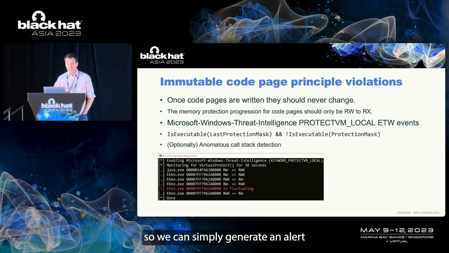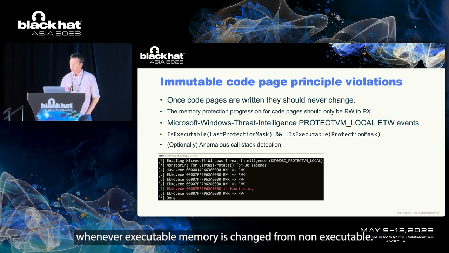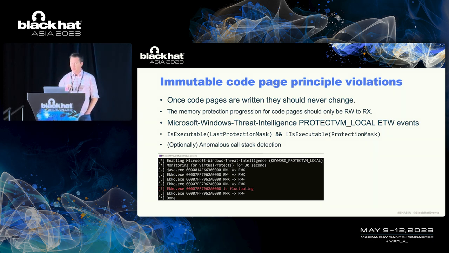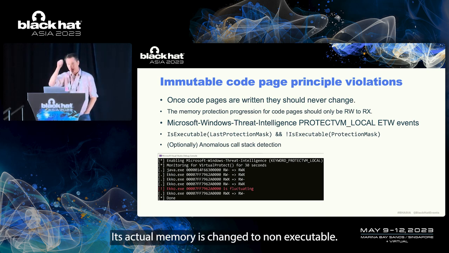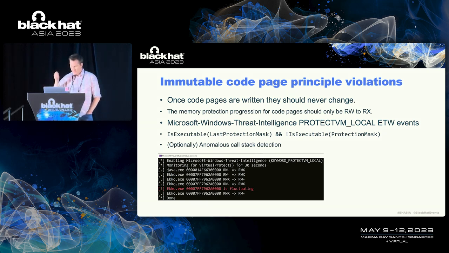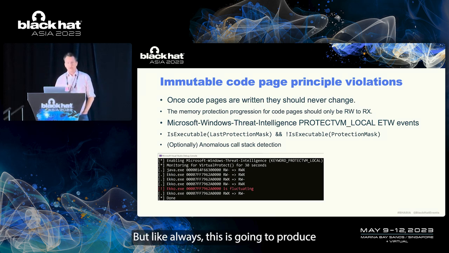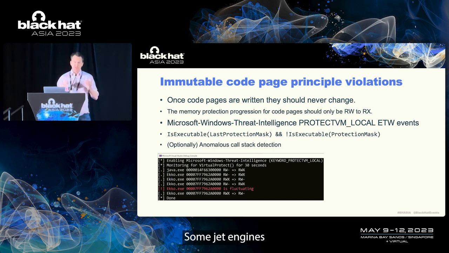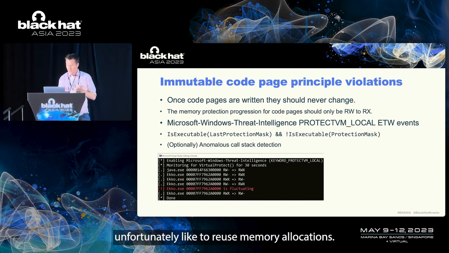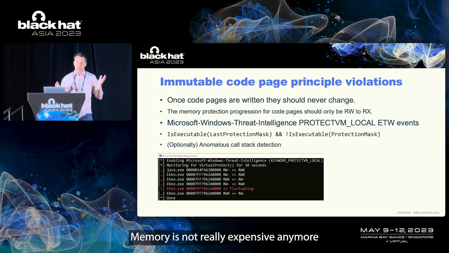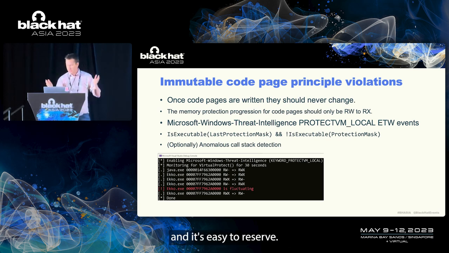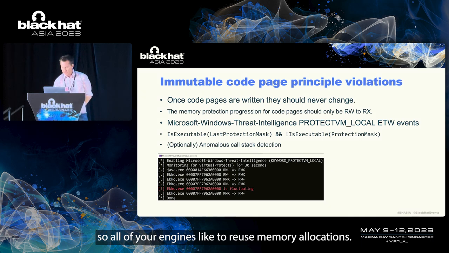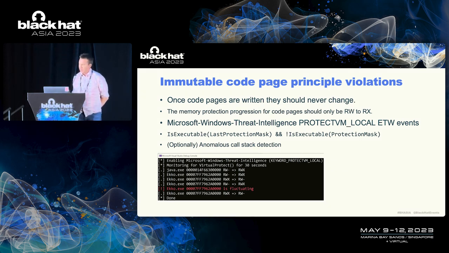So we can simply generate an alert whenever executable memory is changed to non-executable. But like always, this is going to produce some false positives that we're going to need to deal with. Some JIT engines, unfortunately, like to reuse memory allocations. Memory's not really expensive anymore, and it's easy to reserve. But anyway, some older JIT engines like to reuse memory allocations.